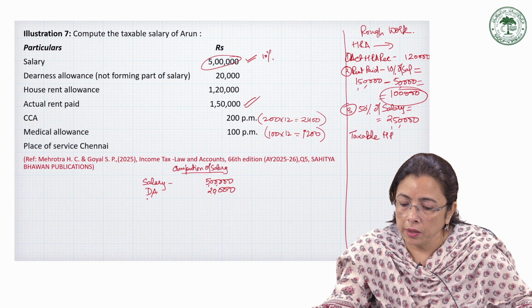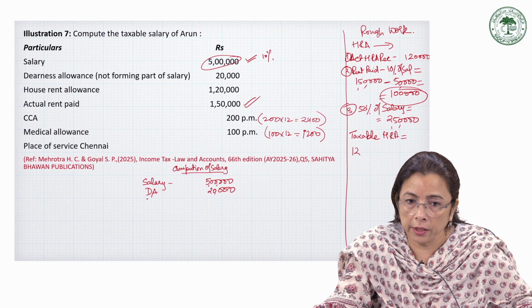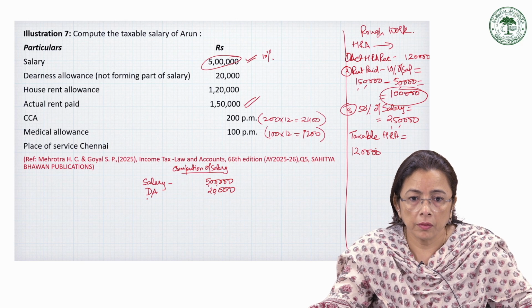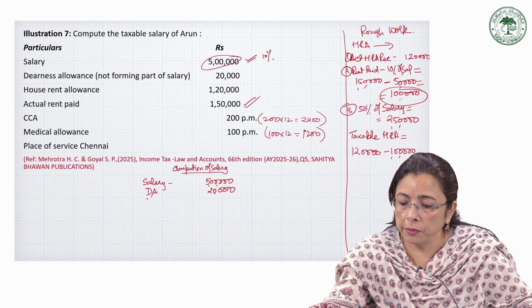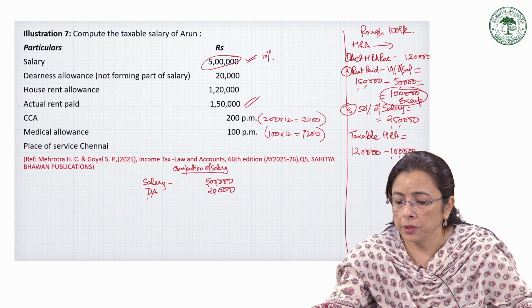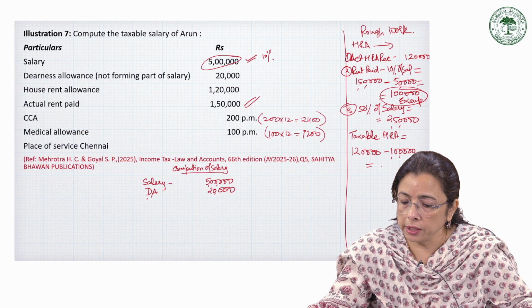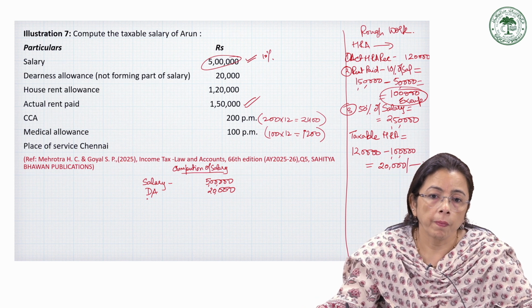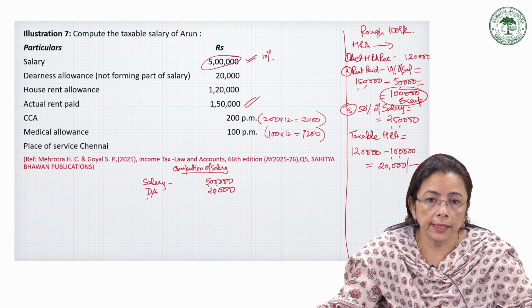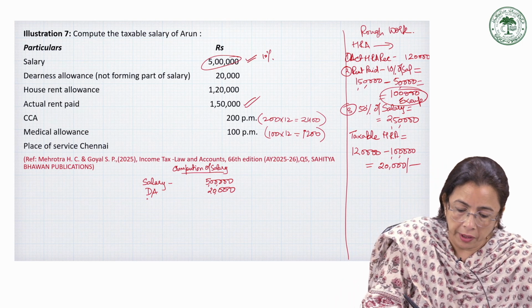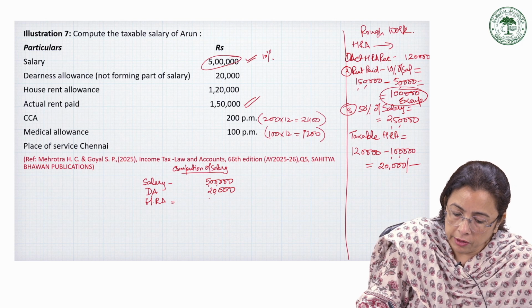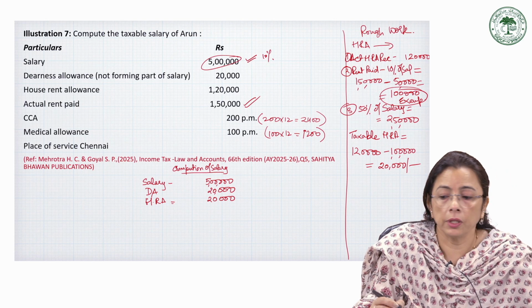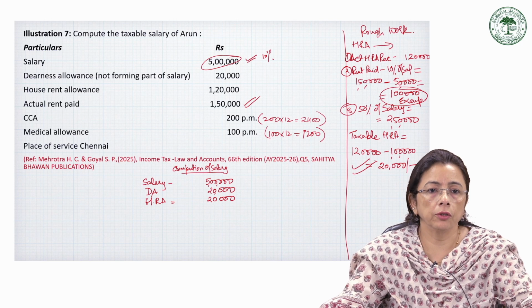Taxable HRA is equal to 1,20,000 minus the least of the three, which is the exemption amount. So taxable HRA is 20,000. This will be taken as the taxable HRA. So coming to the third component, HRA, we take it as 20,000 as per our calculation on this side.